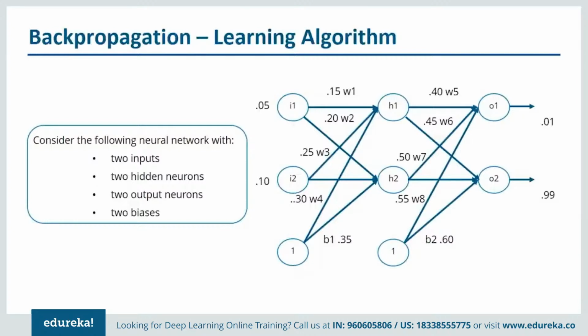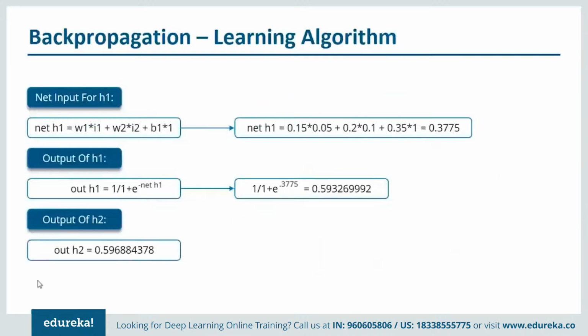The net input for this particular H1 will be what? It'll be W1 into I1, that is the first input, plus W2 into I2 plus B1 into 1, which gives us the answer as 0.3775.